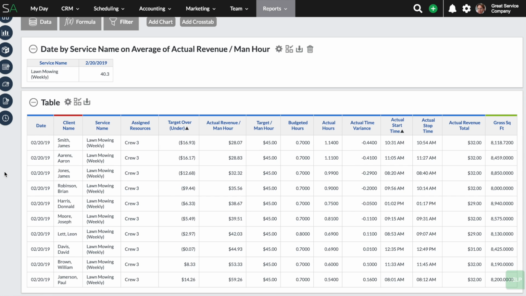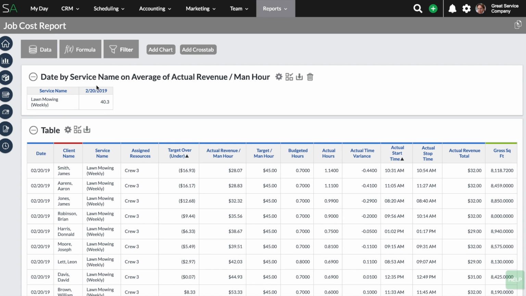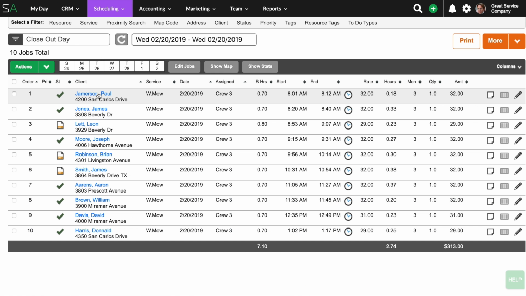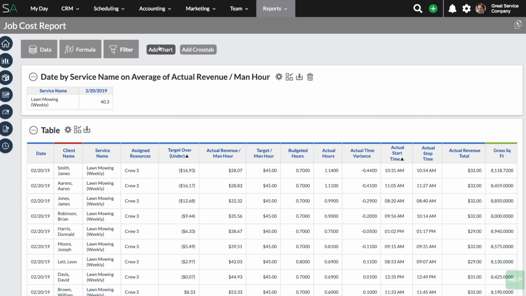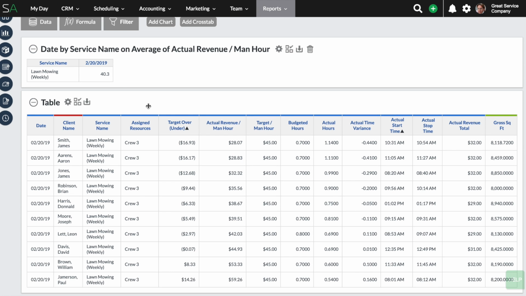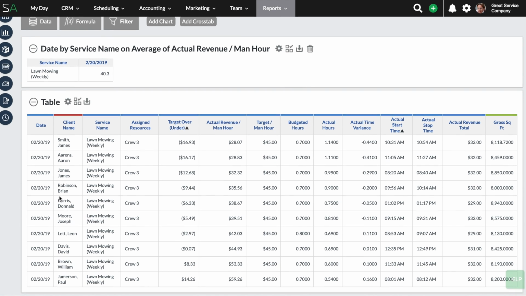So I'm looking at the data. I'm looking at a job cost report for the 20th, which was the exact same time period for the work that was performed. And in my example, we just had 10 jobs. These jobs were all lawn mowing jobs. I can look and I can see I was making $40 an hour on average when we were working the jobs.